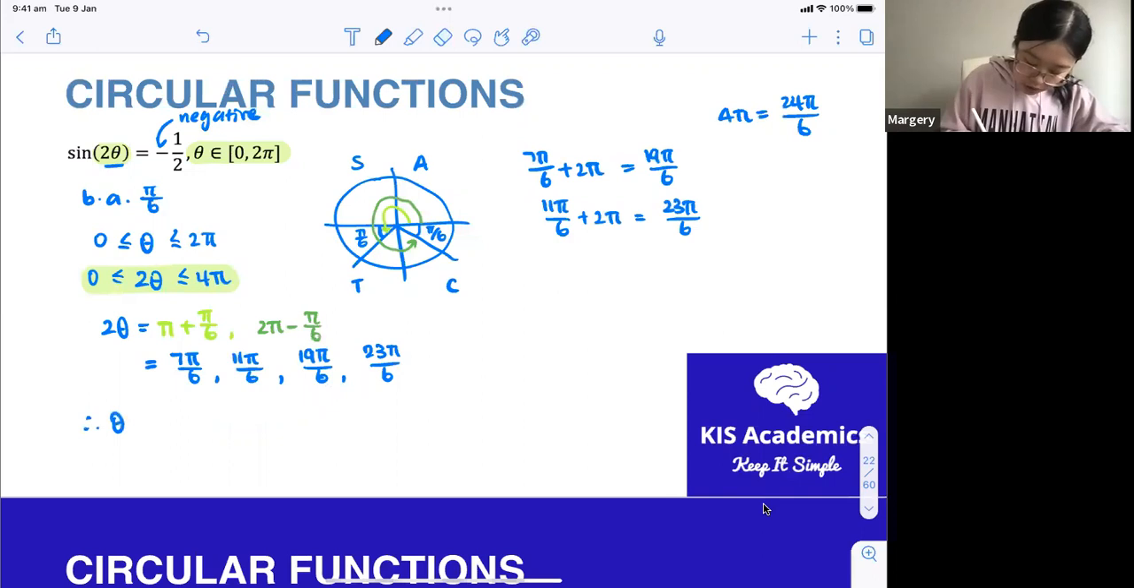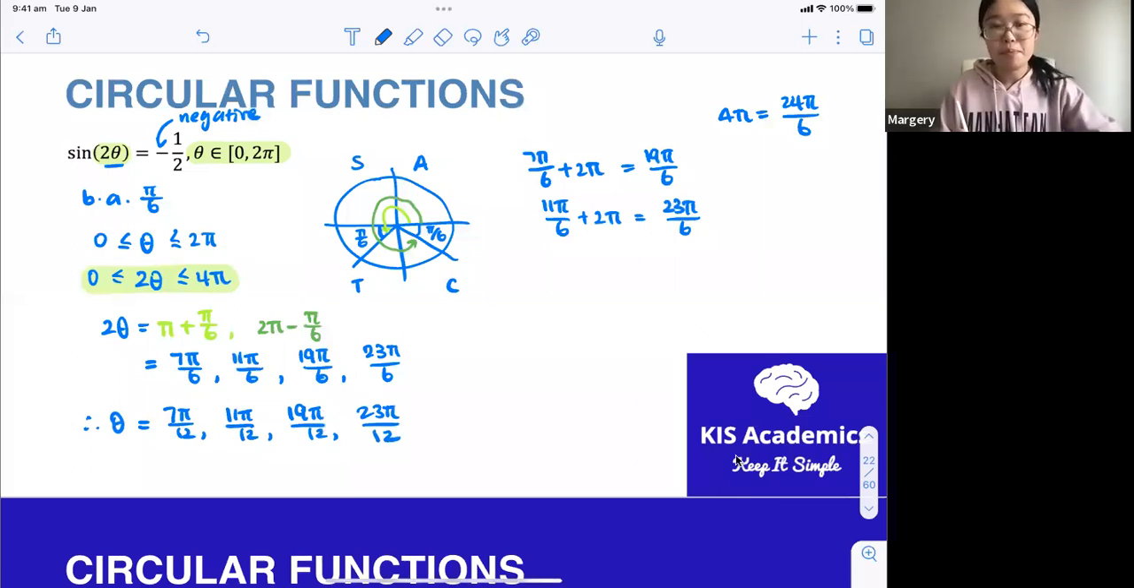Finally, because of course we're trying to solve for theta, I can divide through by 2. So I get 7 pi over 12, 11 pi over 12, 19 pi over 12, and 23 pi over 12. So that's a bit of solving for our circular functions.